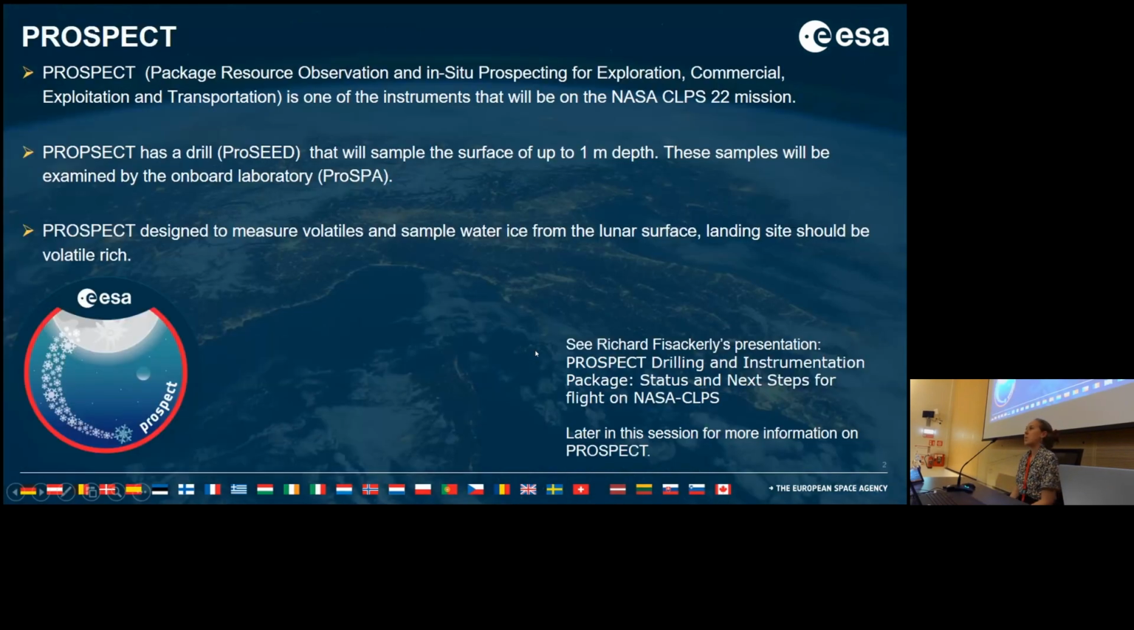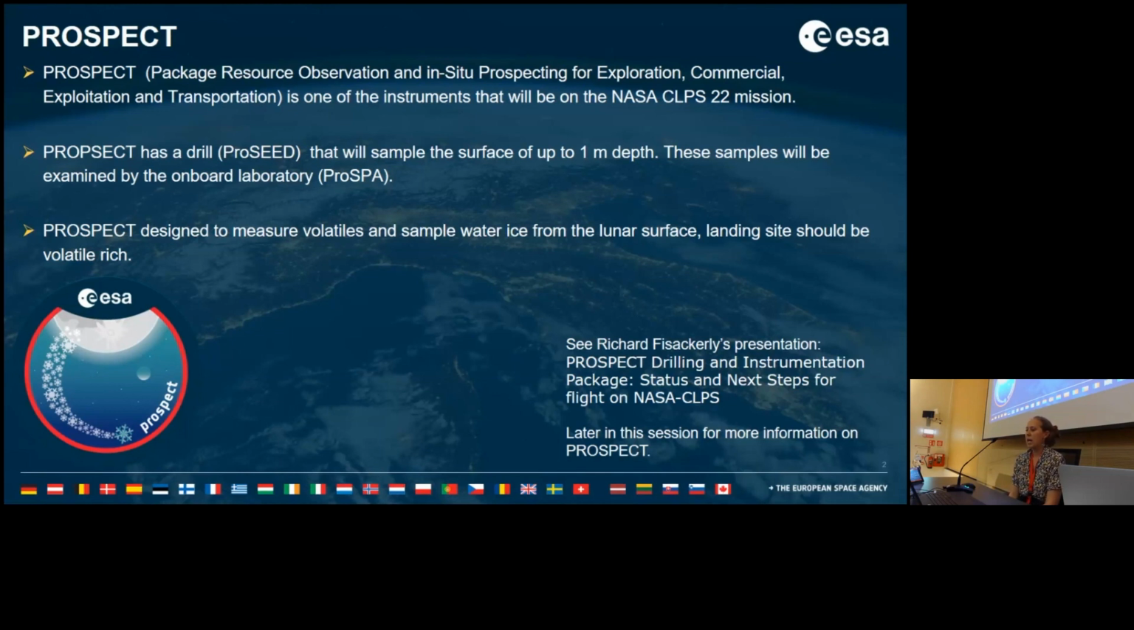Okay. So Prospect has been mentioned quite a bit over the last few days, but just for some context, as Maria outlined earlier, Prospect is going to be one of the instruments on the NASA-CLPS 22 mission. Prospect is made up of two parts: a drill known as Proceed that is designed to sample the lunar surface up to 1 meter depth, and then these samples will be examined by the onboard laboratory known as ProSpar. The key thing with Prospect is that it's designed to measure volatiles and sample water ice from the lunar surface. And therefore we want to find a landing site that is volatile rich.